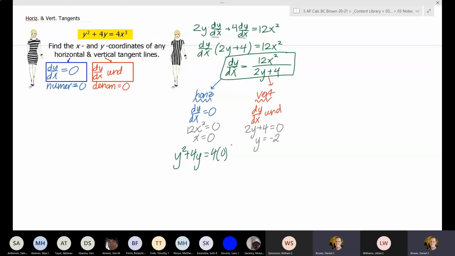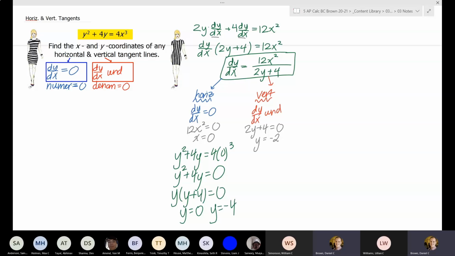times 0 cubed. So that's just y squared plus 4y is equal to 0. That is a quadratic. It's already equal to 0, which is nice because we know to solve quadratics, it has to be equal to 0. Factoring out a y, we have y times y plus 4 is 0. So I get y is equal to 0 and y is equal to negative 4.